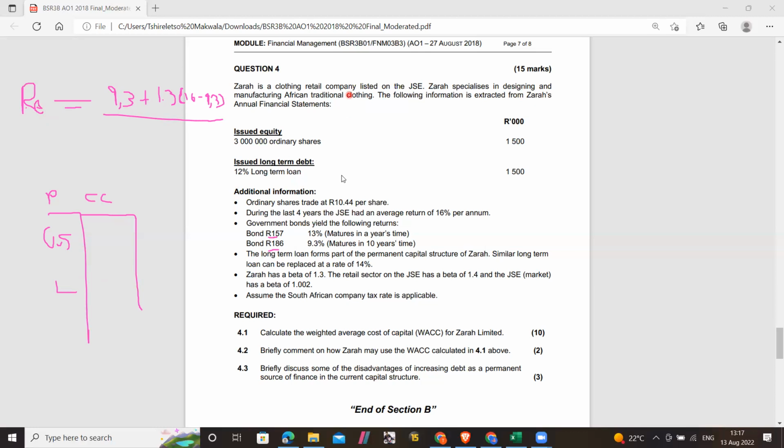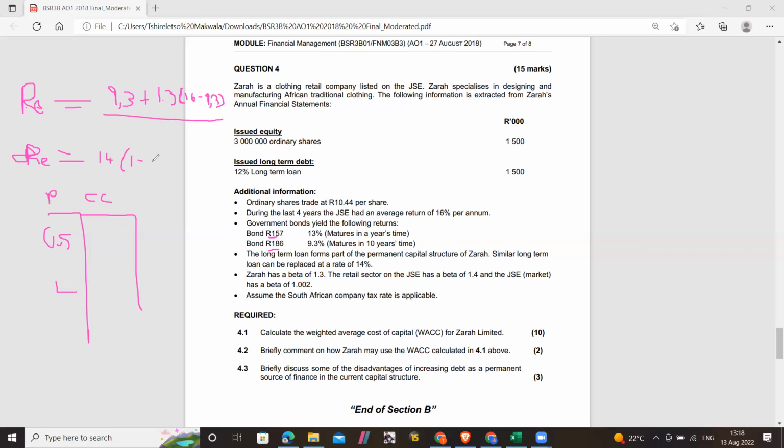And then the next cost that we have to determine is the cost of liabilities. And I said the cost of liabilities is simple. Firstly, what do we want here? We want the interest rate. So the current interest rate is 14%. All we have to do is say 14%, what?